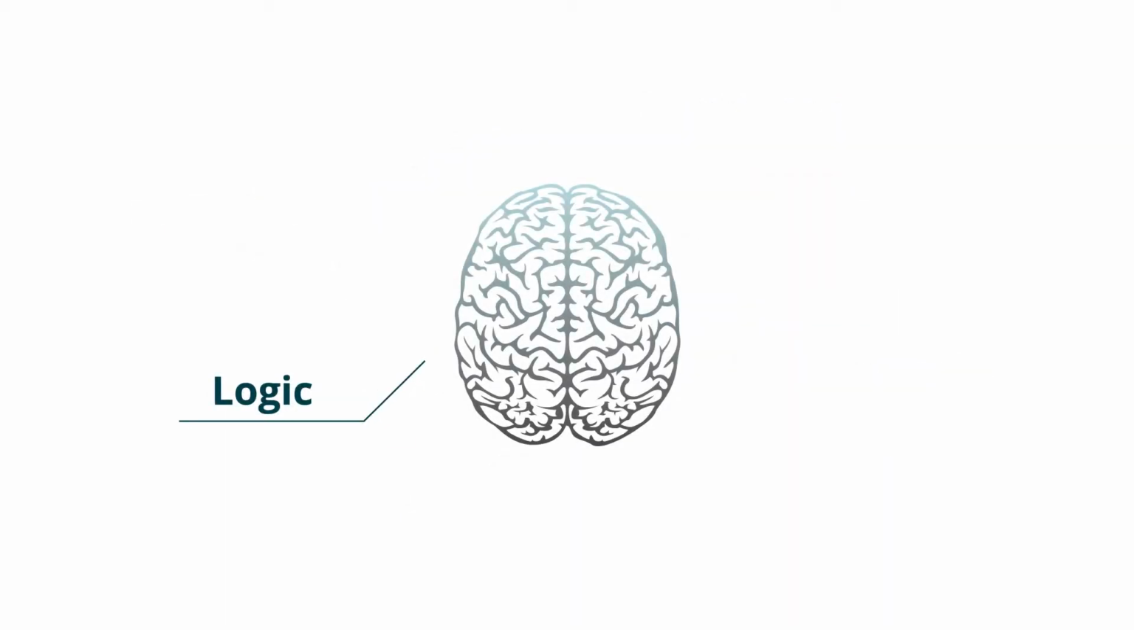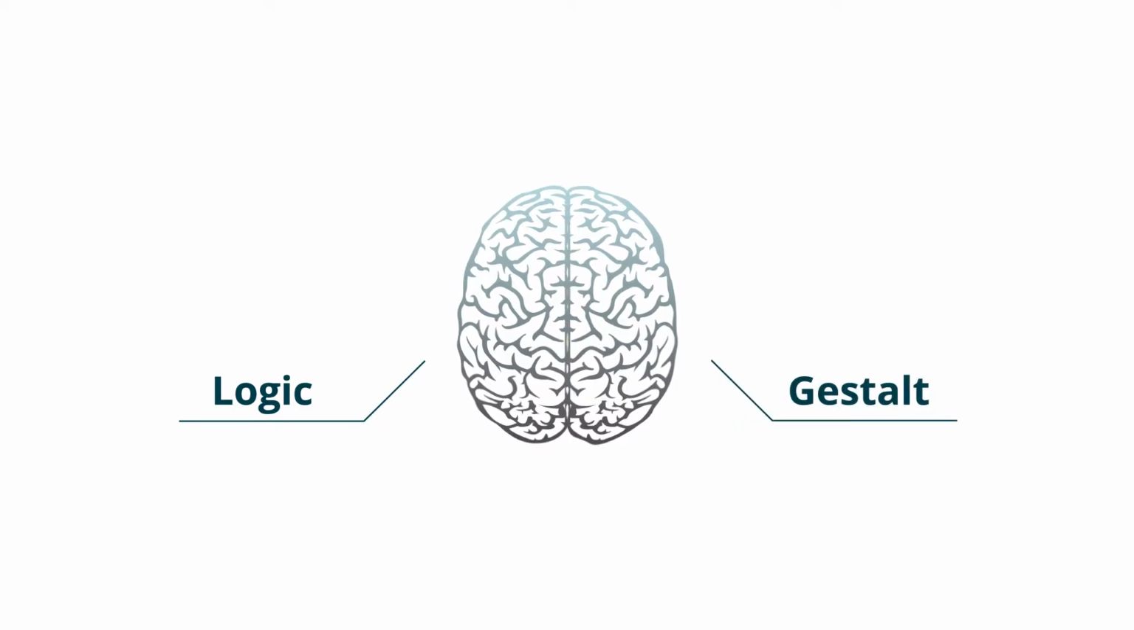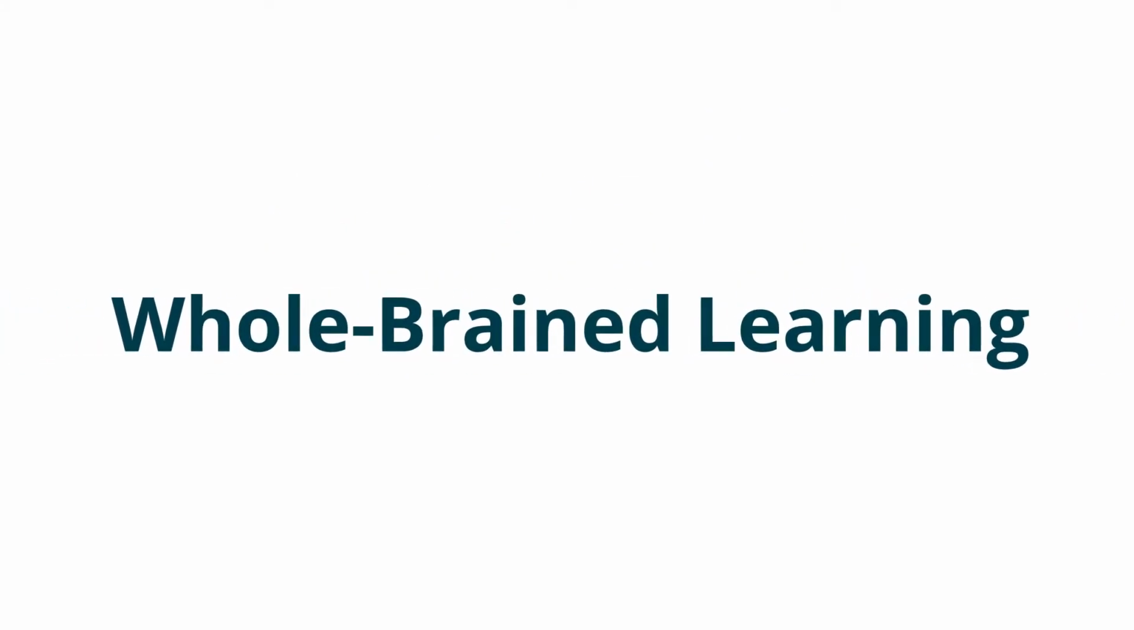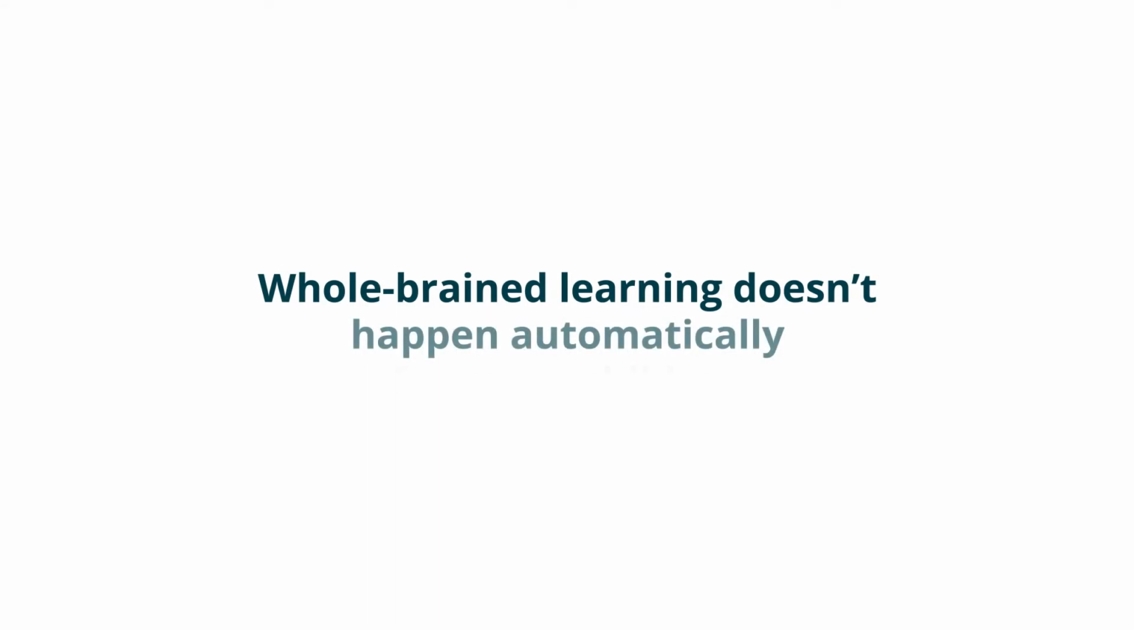Here's the left, or logic hemisphere. Here's the right, or gestalt hemisphere. The two hemispheres communicate via the corpus callosum. When there is good communication, what results is integrated thought. Sometimes we call it whole brain learning, but whole brain learning doesn't happen automatically for many children.